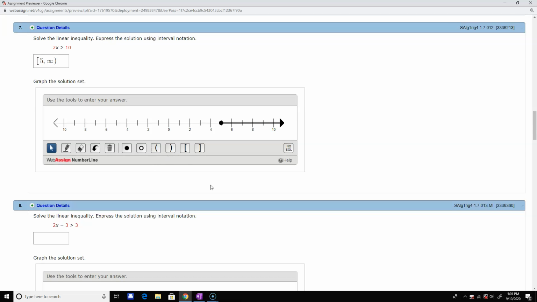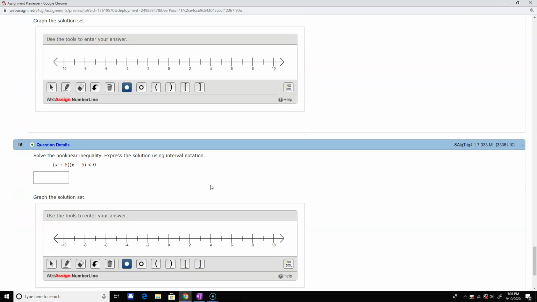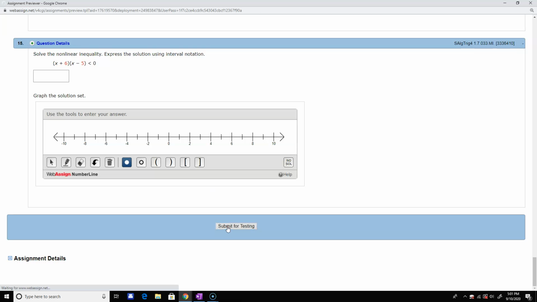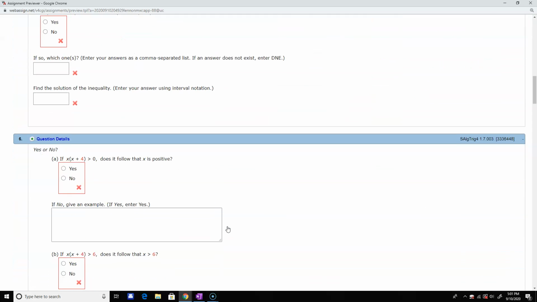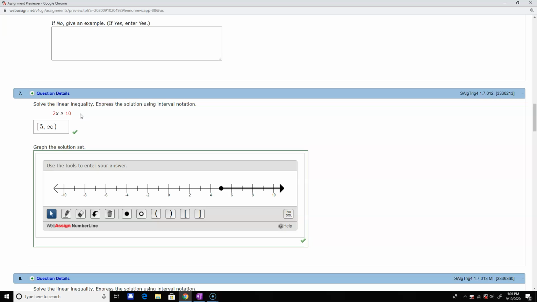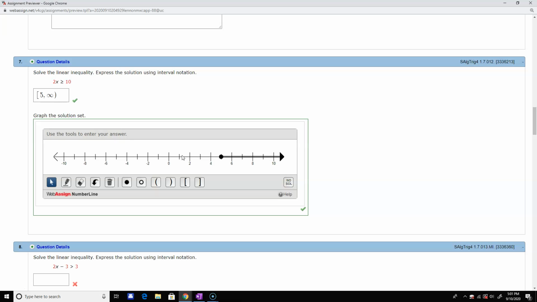Let's go ahead and check this one. I'm just going to submit the whole thing to see if we got the interval solution part correct. Let's go down to the one that we did there. Yeah, so we got the 2x greater than or equal to 10, so from 5 to infinity, and then we also got the graph correct. So the check marks by each.